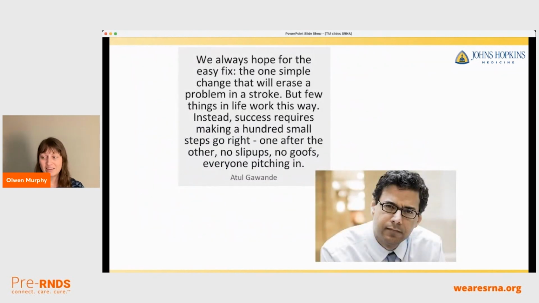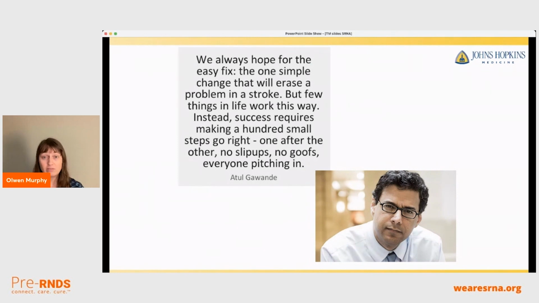So medicine is an exciting area, and spinal cord disorders are an exciting area. But we need to remember that advances don't come overnight. They require the concerted effort of many people across many institutions in the world to make impactful changes for the people on the ground. And Atul Gawande is a really important thinker in modern medicine, and I think his words are very apt here. He's noted that we always hope for the easy fix, the one simple change that will erase a problem in a stroke.